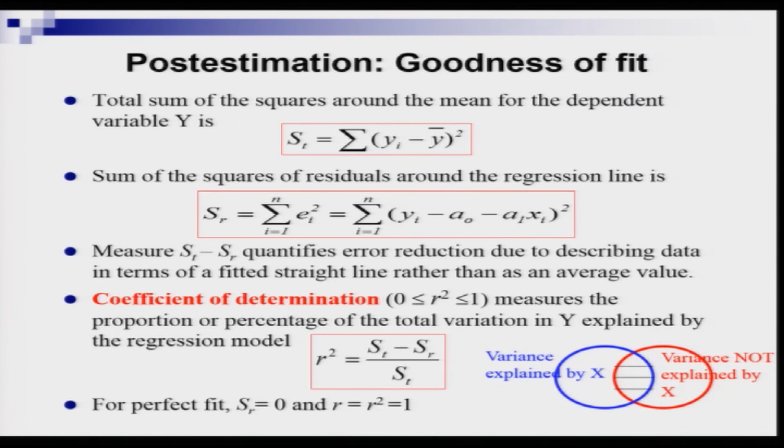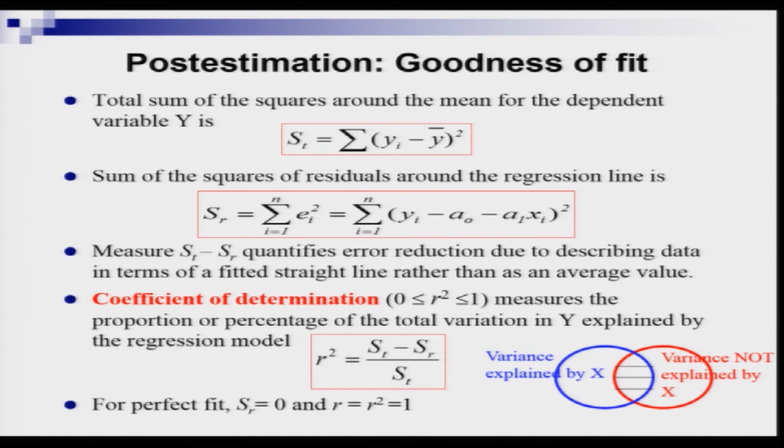For a perfect fit, of course, SR has to be 0, the sum of squares of the residual terms has to be 0, and only in that case R and R square both will take value 1 from the formula that I am showing you here.